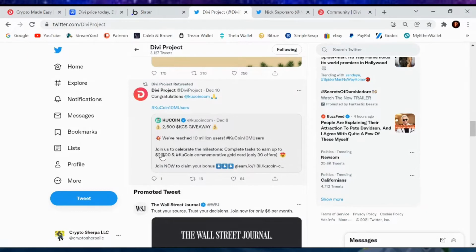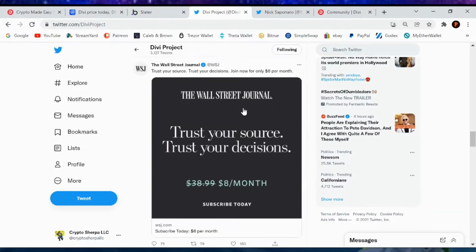And also on their posting, I missed this news, but they said congratulations to KuCoin. They had a $25,000 KCS giveaway. We reached 10 million users. So Divi is congratulating them because it's a place you can get Divi tokens from. There's a couple places you can get them, and KuCoin is one of them. So that is why they are congratulating them.